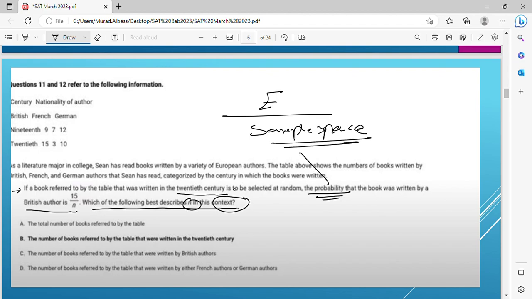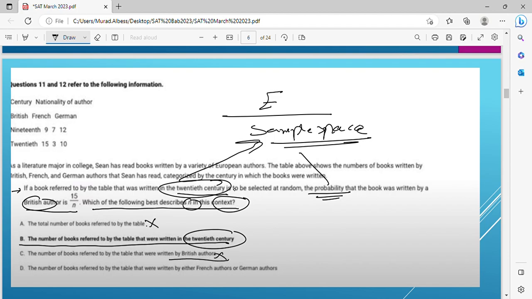We are talking about British books from the 20th century, so the sample space should be the 20th century. Look at this: the total number of the books? No. For the 20th century, the number of books written by British authors? No, it's not. The number of books referred to by the table that were written by French authors? That's also not true. So the sample space here is the 20th century, and the correct answer is B.